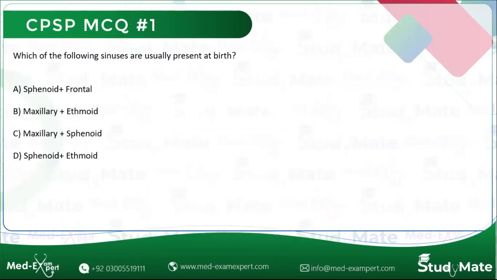Now we will revisit the CPSP MCQs we asked you earlier. I would appreciate it if you type your answers in the chat box or in the comments. So which of the following sinuses are usually present at birth? A is sphenoid and frontal, B is maxillary and ethmoid, C is maxillary and sphenoid, and D is sphenoid and ethmoid. So whatever answer you think is correct, please comment or type in the chat box.